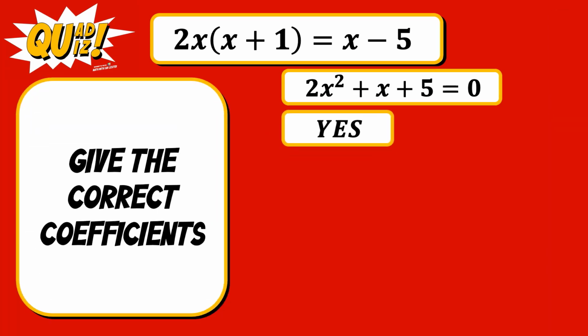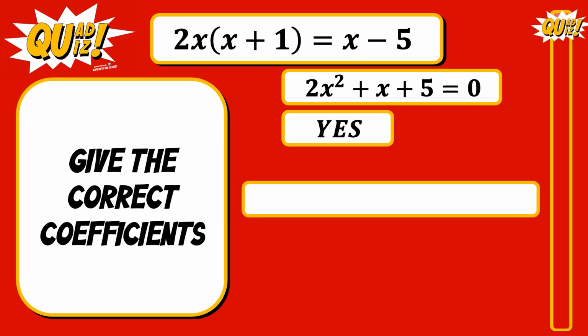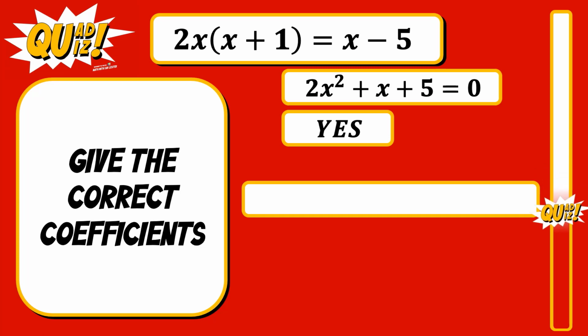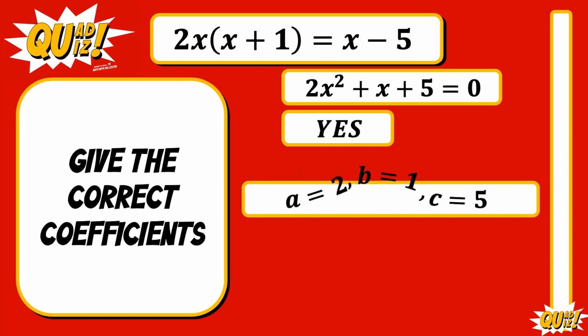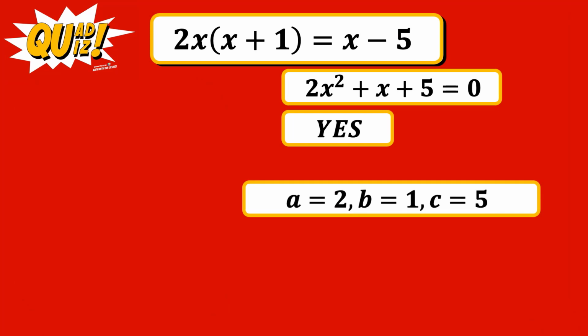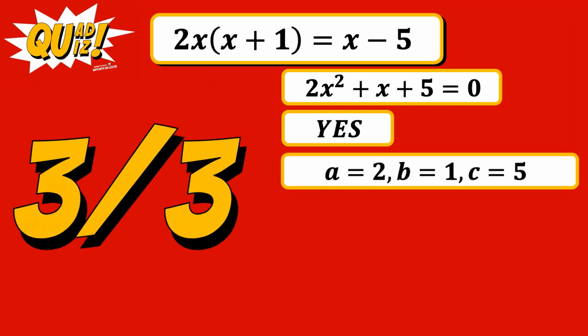And for the third question, please give the correct coefficients of the equation in standard form. We have A is 2, B is 1, and C is 5. Did you get 3 over 3? If not, please continue viewing this video.